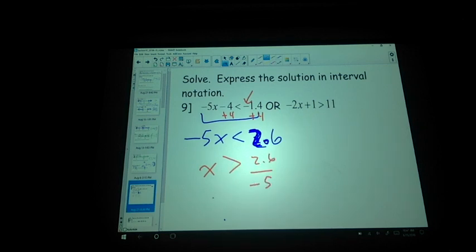Does anyone have a calculator? 0.52. Really? Thanks. Dude, rock star. All right. Oh, the next one should be a little easier. Thank goodness. Wouldn't it be negative 0.52?